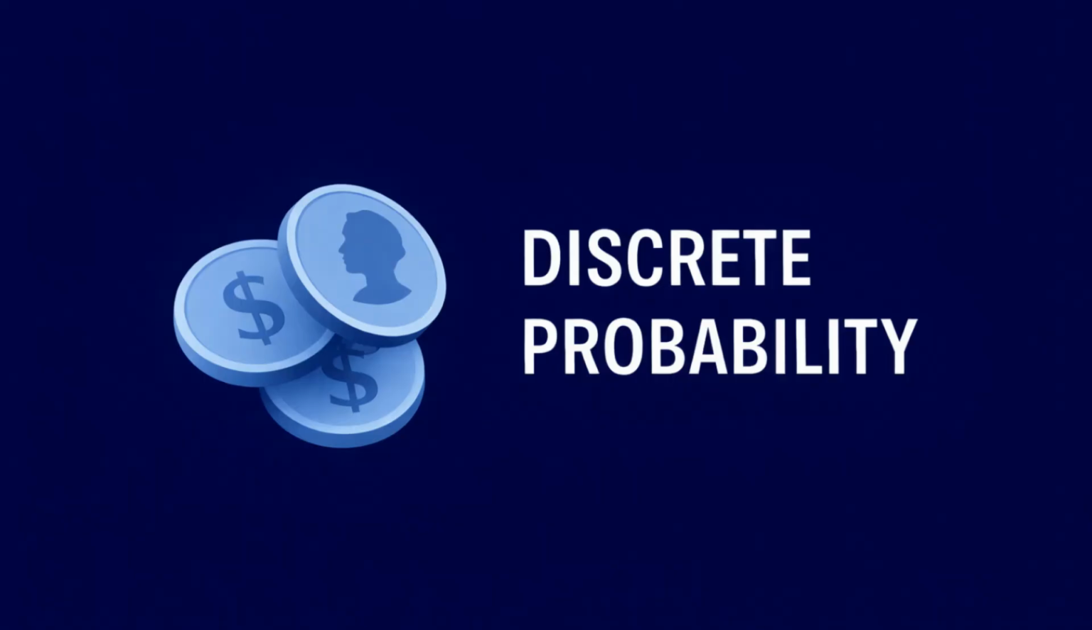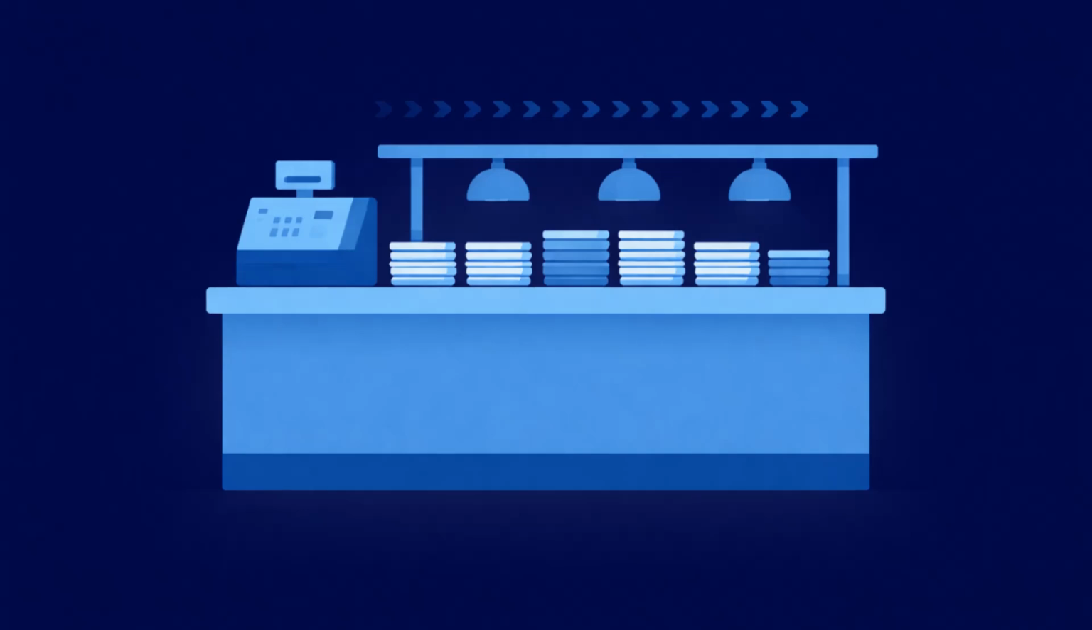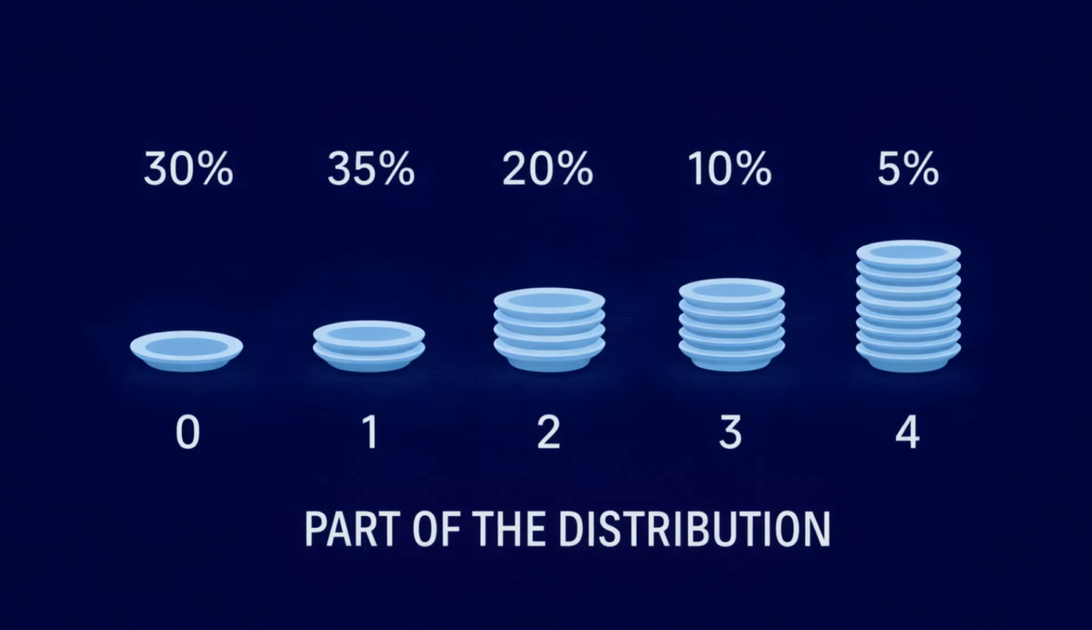Let's start with discrete probability, because this is the only situation where we're not using a curve or a built-in calculator tool yet. We're working directly with known probabilities. Imagine you manage a school cafeteria, and you've been tracking how many students ask for a second serving during lunch. Over several weeks, you notice a stable pattern. The number of second servings is usually 0, 1, 2, 3, or 4. You turn that pattern into probabilities based on frequency.